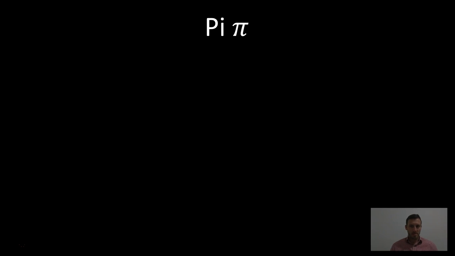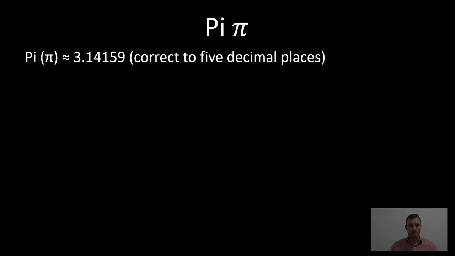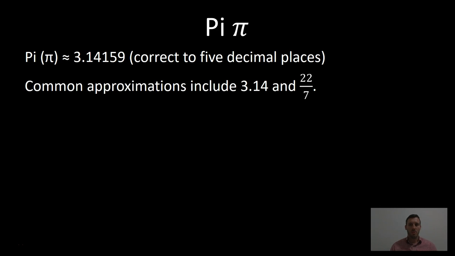There's a special number that links a circle's diameter to its circumference, referred to as pi. Here's pi approximated to 5 decimal places. Pi has been studied by mathematicians for thousands of years. Before calculators, the fraction 22/7 was used as a good approximation of pi.